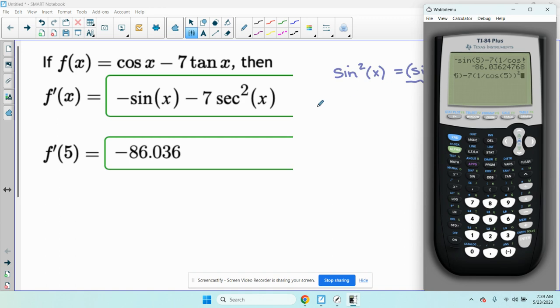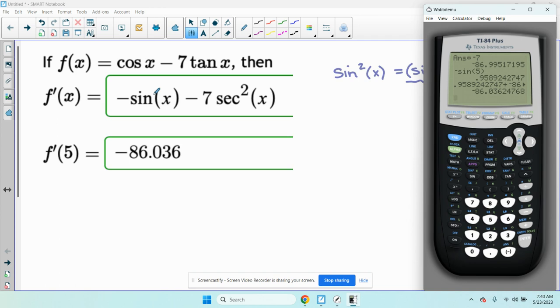This might be better to do just step by step. I would find 1 divided by cosine of 5. Whoops, let's get rid of that. 1 divided by cosine of 5. I take that, then I can square the answer. Multiply that by negative 7. And that gives me this whole thing. And then I just do negative sine of 5. And I can take this and add this. And you get the same thing. So it might be better to do it step by step.